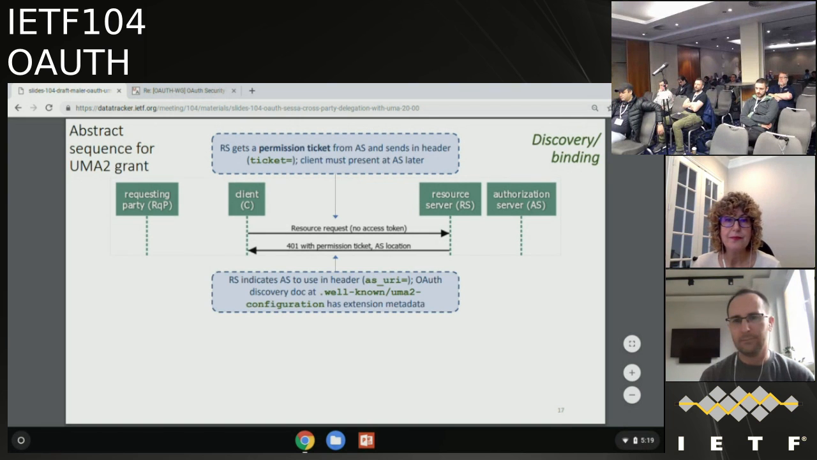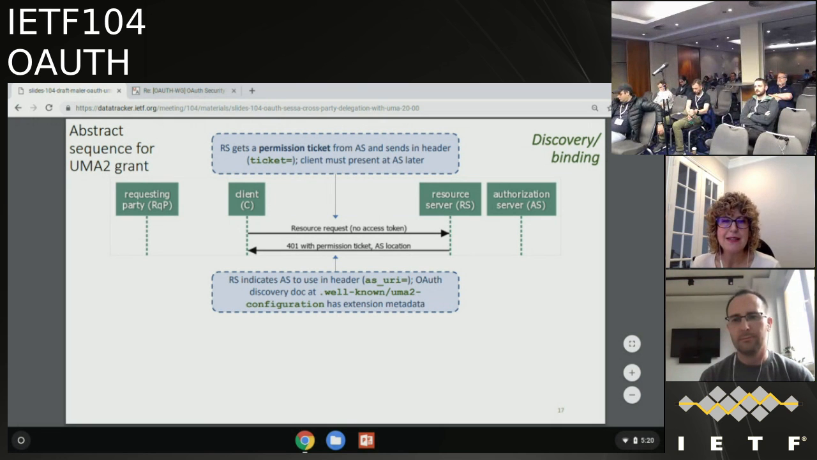Next slide, please. So now we're getting into the response to a tokenless resource request for something that turns out to be protected. We've got a client that is UMA enabled, that's going to know how to respond to what the RS sends it in this response. The RS is going to get what UMA calls a permission ticket from the AS. It's going to send that in a header called ticket. The client's going to have to present that at the AS in the next step.